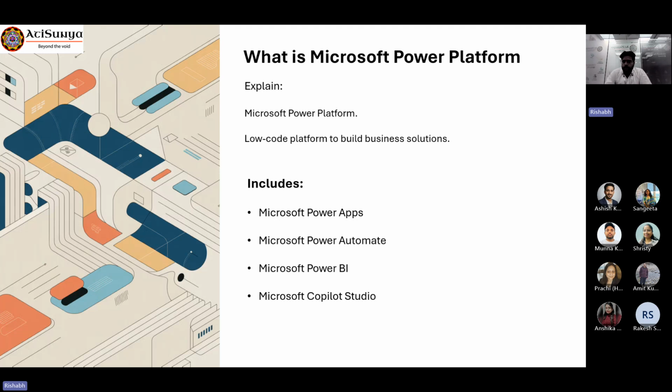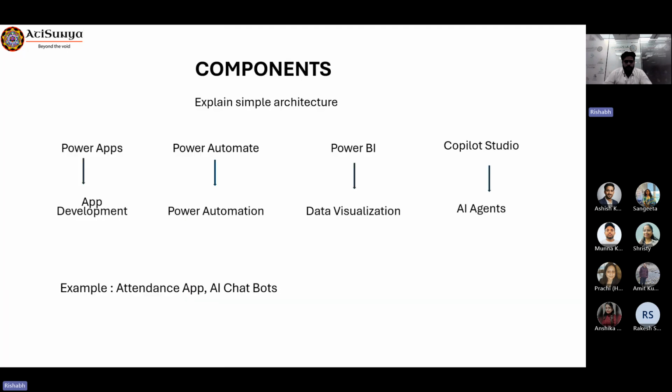For example, if a company is using Excel for tracking data, we can replace it with a proper application. This helps in saving time, reducing errors, and improving efficiency. It would also reduce the manual work. It also includes components like Microsoft Power Apps, Power Automate, Power BI, and Copilot Studio, and I'll cover everything. Let's talk about the components.